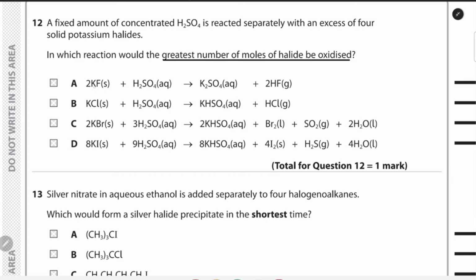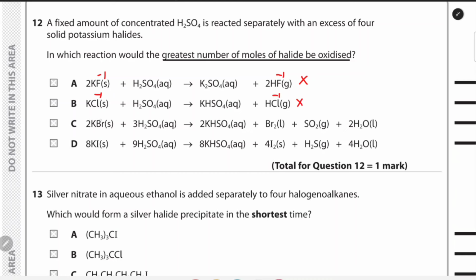In this question, we have to find which reaction would have the greatest number of halide oxidized. Now, if I look at the first equation, the halides are F and Cl over here. The oxidation number on this is -1. Over here, the oxidation number of fluorine is still -1, so no oxidation happened here. If I look into B, the oxidation number of chlorine is -1 on the left and -1 on the right. No oxidation happened here as well.